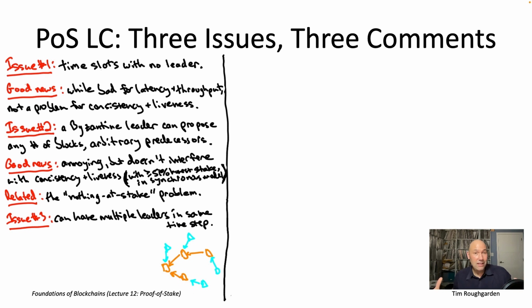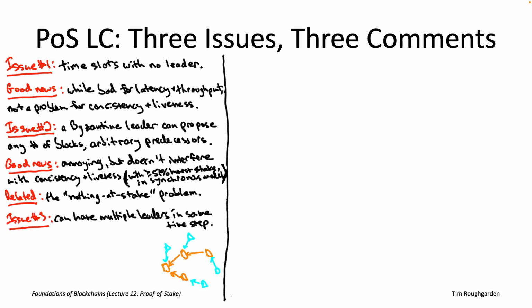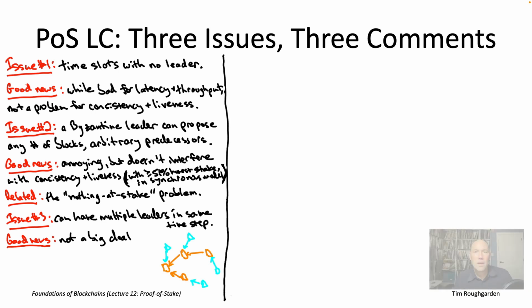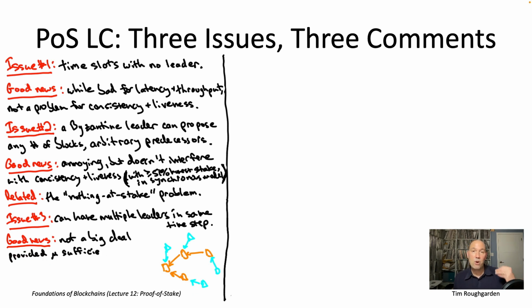So in longest chain consensus, when you have these multiple block proposals going on at the same time step, you kind of got to listen to and respect all of them. You really don't know which of those is going to wind up being on the eventual longest chain. So like with the first 2 issues, we're not going to fix this. We're just going to talk through why this actually isn't that big a deal at the end of the day. Specifically, it's not a big deal if you set the difficulty parameter mu sufficiently small.